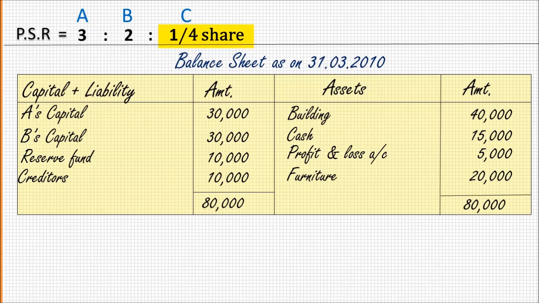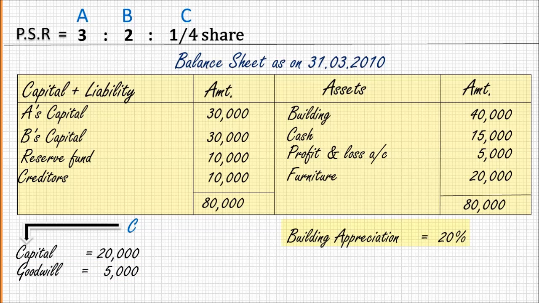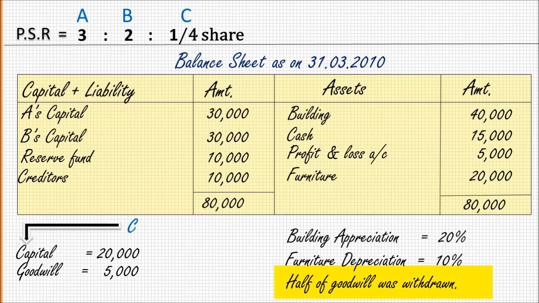C comes as a new partner for 1/4 share. He comes and brings rupees 20,000 as capital and 5,000 rupees as goodwill. And it was decided to appreciate building by 20% and depreciate furniture by 10%. Half of the goodwill was withdrawn. So this is the question.